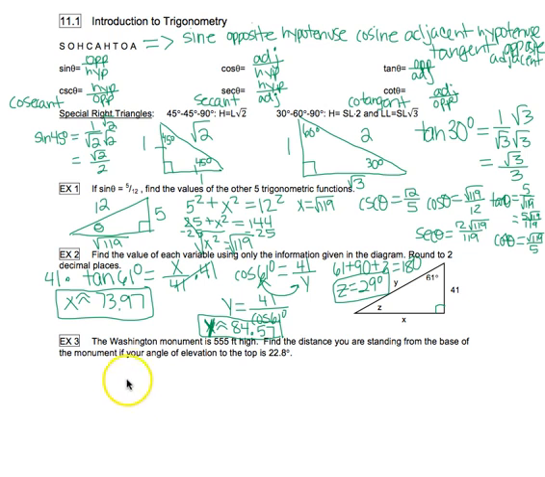All right, last one for this lesson. The Washington Monument is 555 feet high. Find the distance you are standing from the base of the monument if your angle of elevation to the top is 22.8 degrees. So, word problems with angle of elevation.